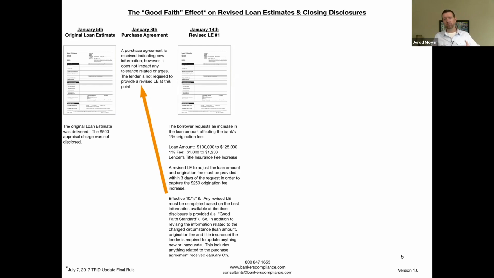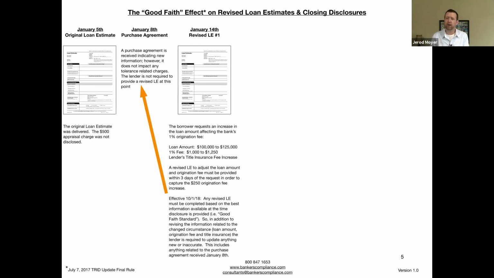Now, we also forgot the appraisal back on the original loan estimate. We're still not going to go and add that back. We're also going to ignore the fact that we're going to have to pay for that charge. We're going to show that all when we get to the closing disclosure. Okay? So at this point on January 14th, we're going to address those things directly associated with the change circumstance at hand, everything to do with the loan amount.